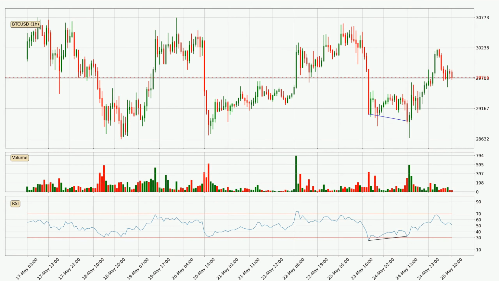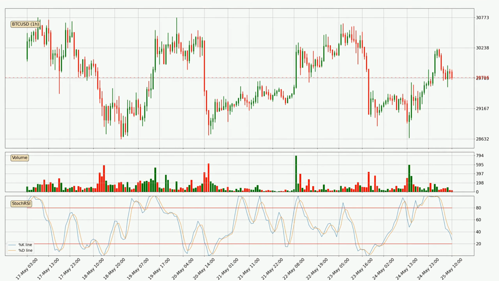Looking for divergence in the hourly time frame, the price has already gone up owing to the last bullish divergence. Jumping to the hourly stochastic RSI, the stochastic RSI currently shows no overbought or oversold conditions, but the %K line is below the %D line, which means the current trend is on the downside.